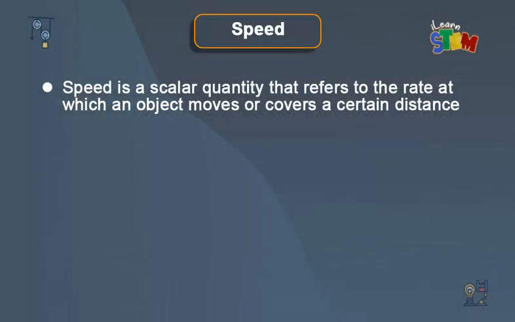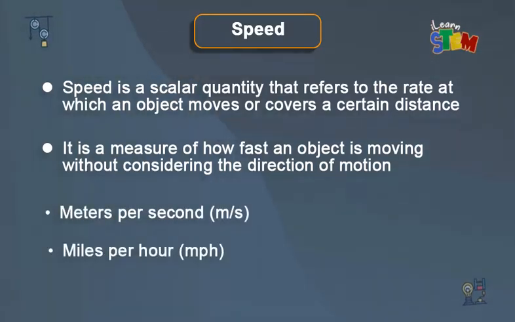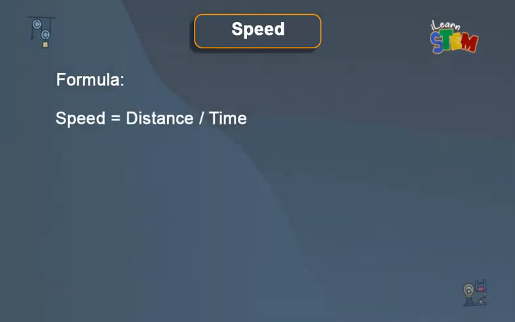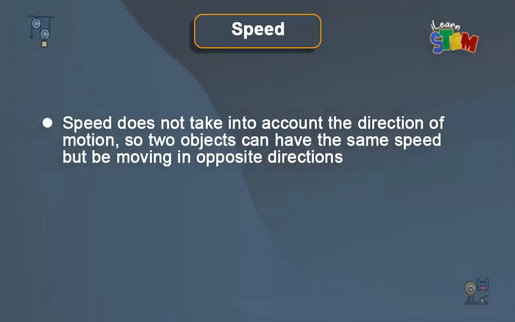Speed is a scalar quantity that refers to the rate at which an object moves or covers a certain distance. It is a measure of how fast an object is moving without considering the direction of motion. It is measured in units, such as meters per second or miles per hour. The formula used to calculate speed is speed equals distance divided by time. Note: speed does not take into account the direction of motion, so two objects can have the same speed but be moving in opposite directions.